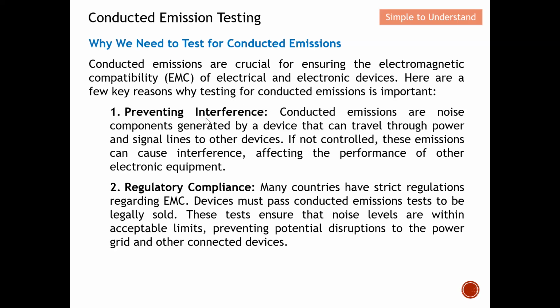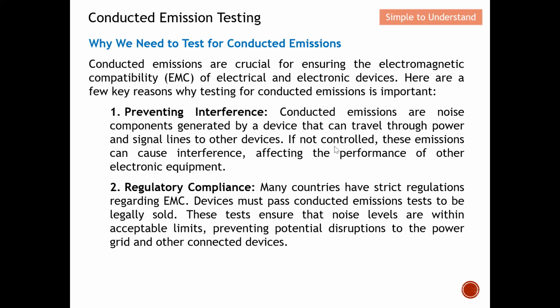So what is actually this prevent interference? Conductor emissions are noise components generated by a device that can travel through power and signal lines to other devices. So in short, conductor emission happens on the cable. For example, if you have a device that generates noise, it can couple over the air onto the cable. This is still called conductor emission. If not, the noise generated by the device travels along the power line or the signal line. Again, this can also be classified as conductor emission.